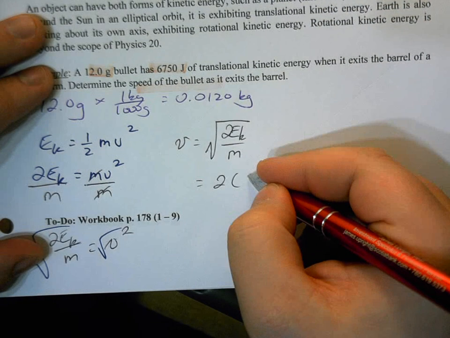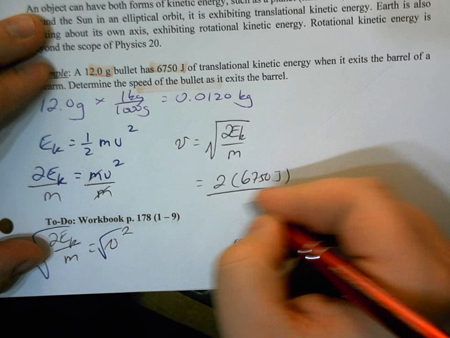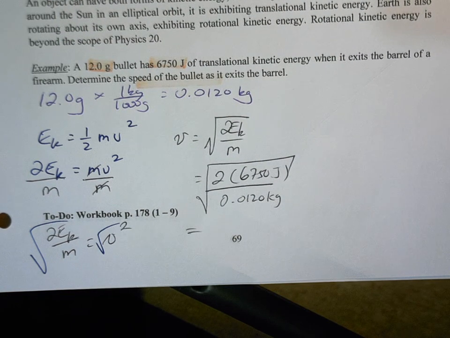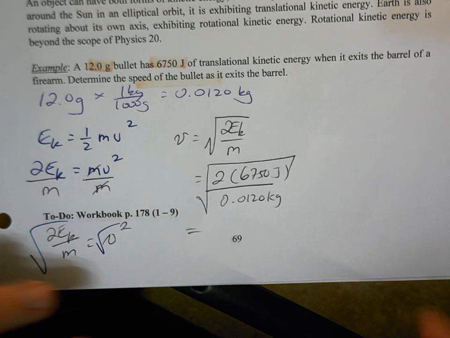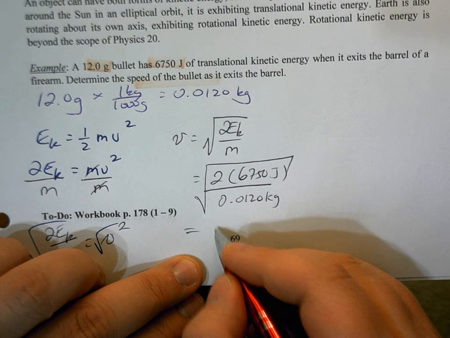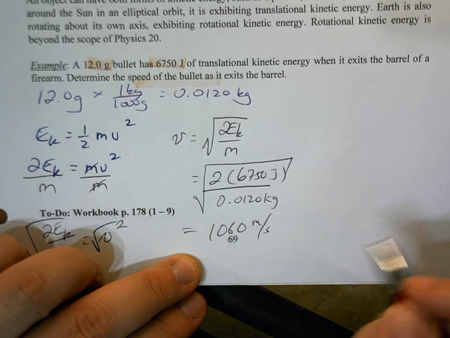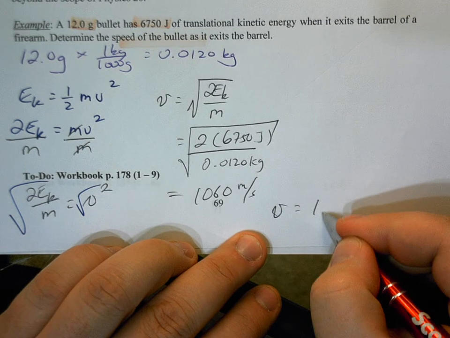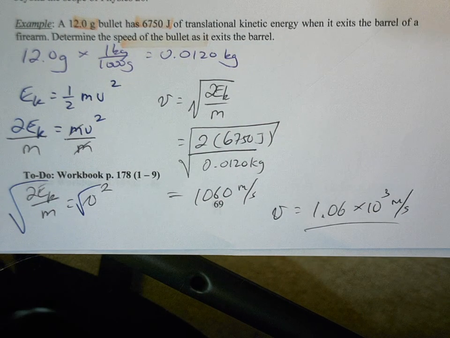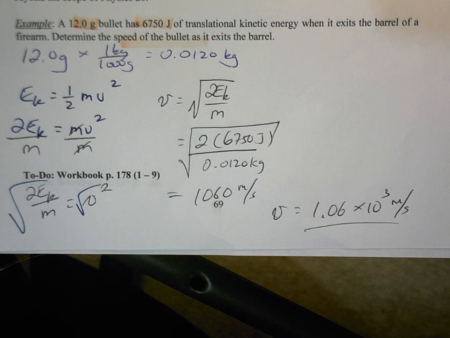Well, we have the kinetic energy, we have the mass. Let's calculate it. So we get 6,750 joules divided by 0.0120 kilograms. So we're going to find that this bullet is going to travel quite fast. It's going to travel about 1,060 meters per second. I'm going to say that the speed's about 1.06 times 10 to the 3 meters per second, or about 1.06 kilometers per second. For a bullet, that seems pretty reasonable.